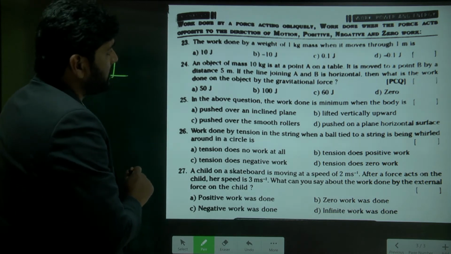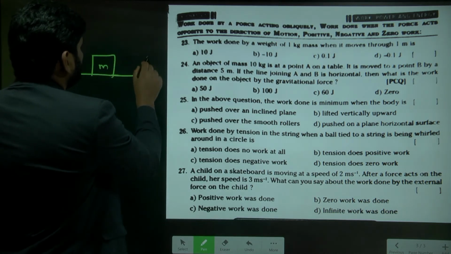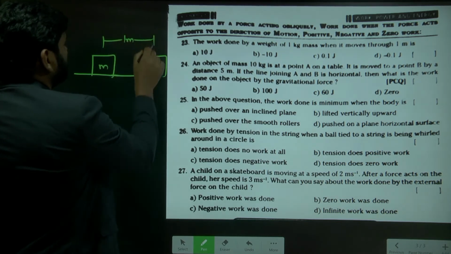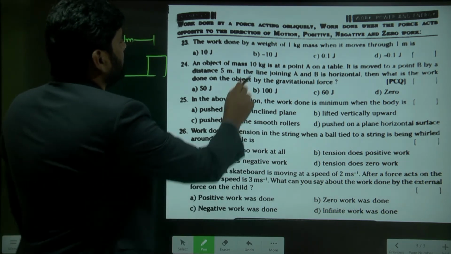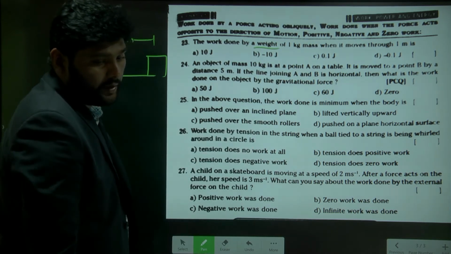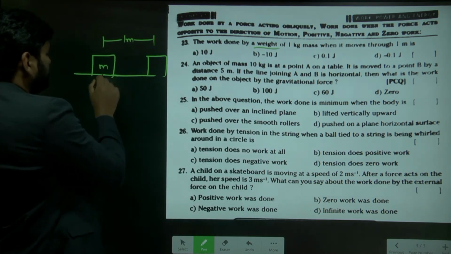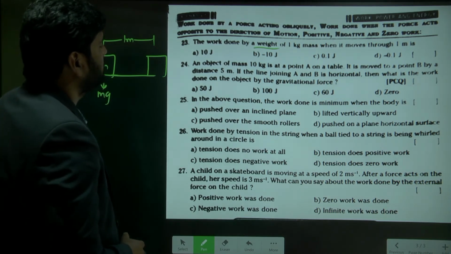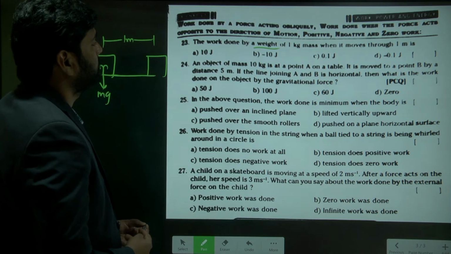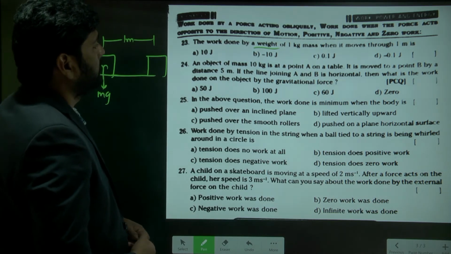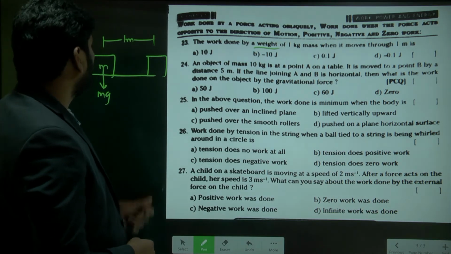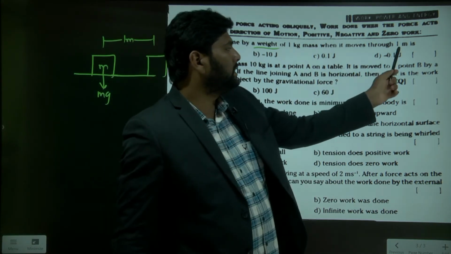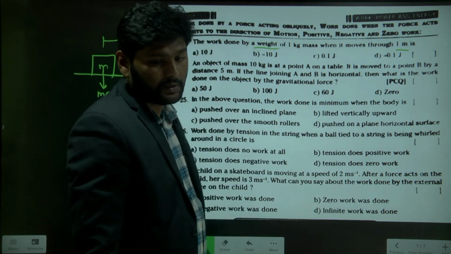When it is a mass of 1 kg, it displaced how much distance? Here to here distance, let us assume 1 meter. But he is asking work done by the weight, right? Weight will act which direction? Downward direction. So what is the answer there? Work done by the gravitational force acting in this direction. Actually, he did not mention that this displacement is in upward direction.